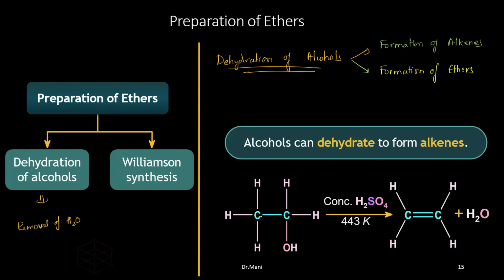Suppose you see here, this is an alcohol. What is this kind of alcohol called? 2 carbons attached to OH. We call it ethanol. Now, this ethanol is treated with concentrated sulfuric acid at 443 Kelvin. Then it gave the alkene. So this is an alkene, and water. That's why it is called the dehydration of alcohol.